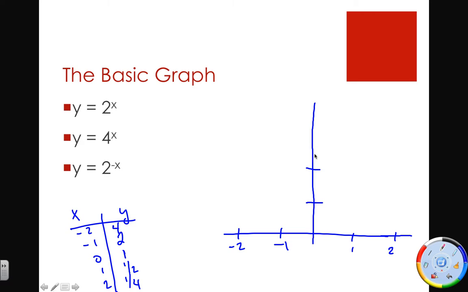So it looks like I need the same type of numbers here as I had before, 1, 2, 3, and 4. But see what happens here. When I plug in negative 2, I get 4. When I plug in negative 1, I get 2. And then downwards in this fashion, again, horizontal asymptote.